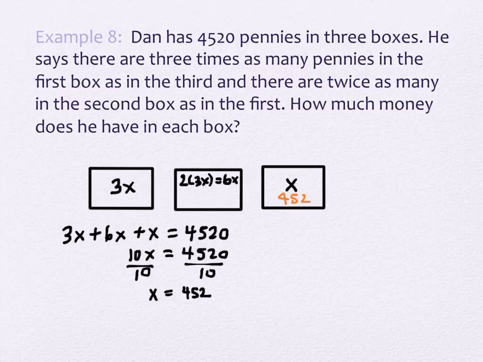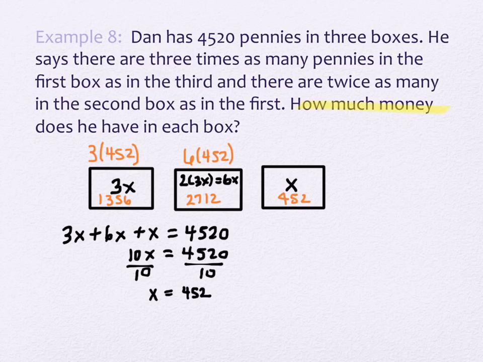Each of the other 2 boxes would be multiplication, so this would be 3 times 452, which gives me 1,356. And then in the middle box, I need 6 times 452. Or you could just take the 1,356 and double it. That would be okay as well. And you're going to get 2,712.